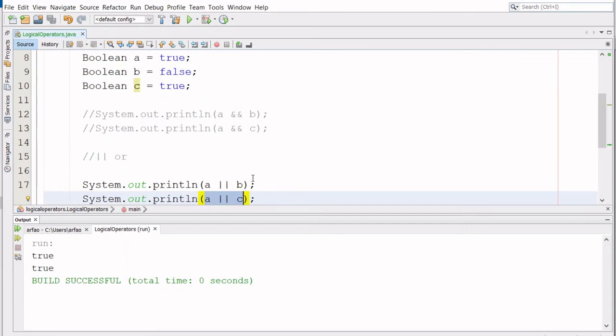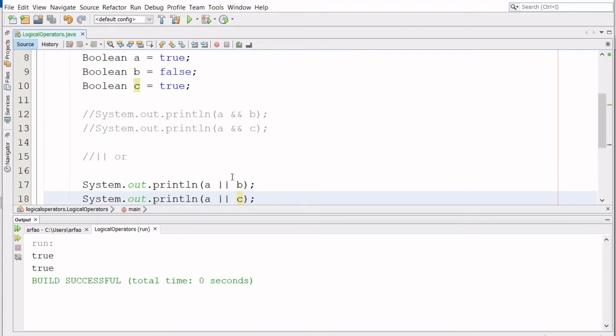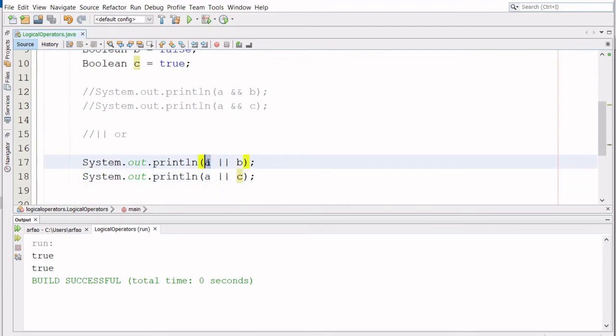Now, what if both sides are false, then we should get a false. That's the only case you get a false with an OR operator, if both sides are false. So say, for example, here B is false. Let's say false or B. So this should give me a false. So I basically put the value there instead of using a variable.